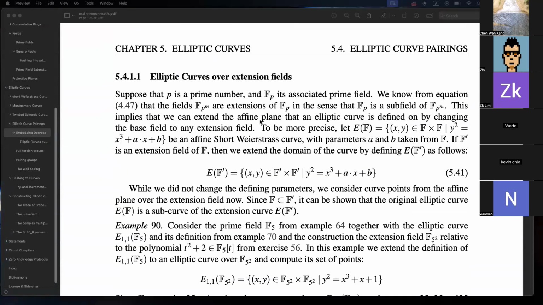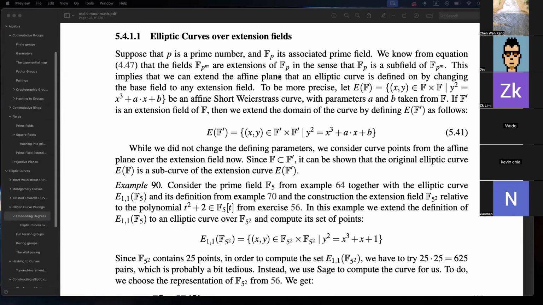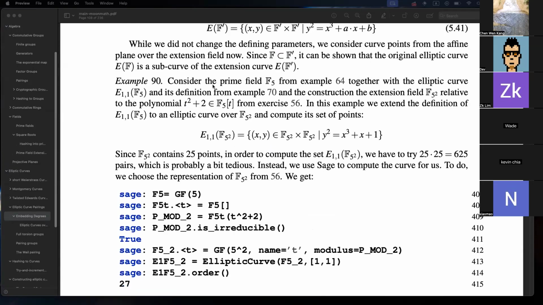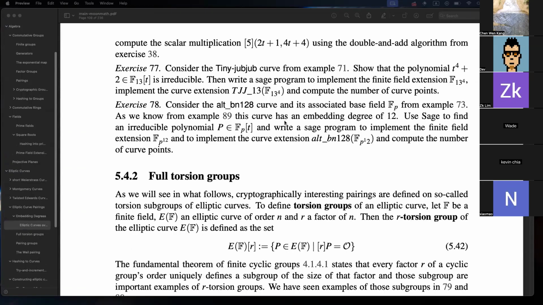Elliptic curves over extension fields. Last week we talked a little bit about extension fields, in chapter 4 on fields, I believe. Here, extension field refers to the prime extension fields.